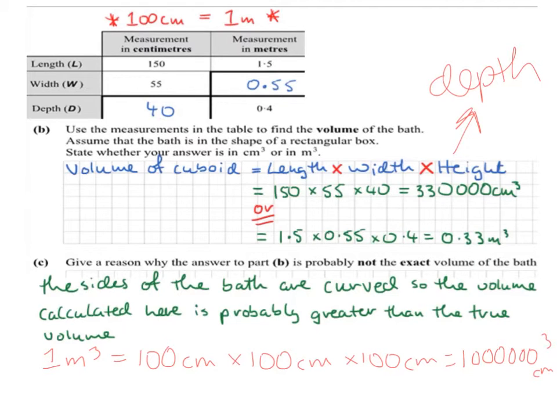So just be very careful with this question, because we know that 100 centimetres is equal to 1 metre, and 1 metre is equal to 100 centimetres, but 1 metre cubed is not equal to 100 centimetres cubed. 1 metre cubed is equal to 100 centimetres multiplied by 100 centimetres multiplied by 100 centimetres, which is a million centimetres cubed. So length by width by height. That's why we multiply 100 three times. So 1 metre cubed is equal to a million centimetres cubed.